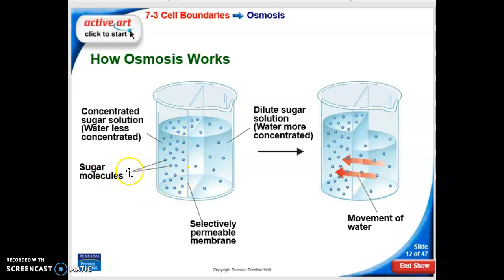So this is sugar molecules. There's really a lot of sugar over here and not much here. So in osmosis, the water would actually move to where it's more concentrated. So the water is going to move to the left side of the semi-permeable membrane, and you can see the water is decreasing on this side and it's going to be increasing on this side. And you're going to try to make that solution the same concentration throughout.